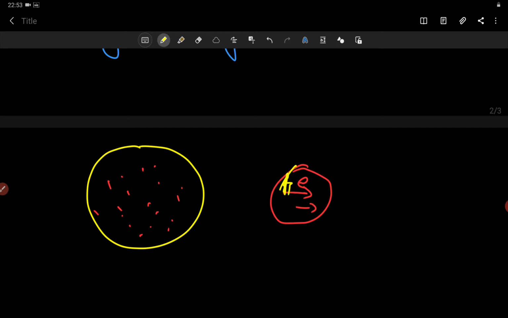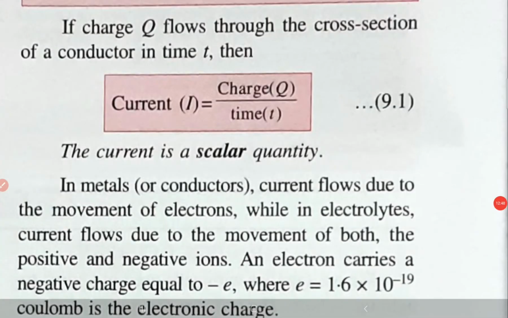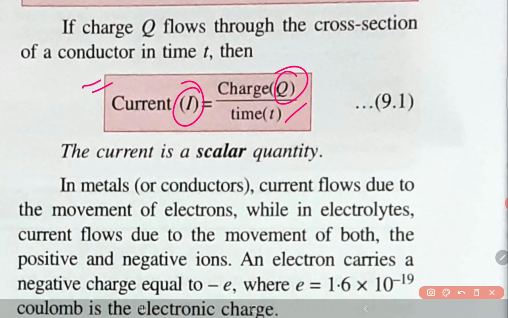Let us go back to our book. Suppose q amount of charge, not number of charges, flows through the cross section of a conductor. I hope till now you know what the cross section of a conductor is. In time t, the current has a formula I equals q upon t. Here I represents current, q represents charge and t represents time.